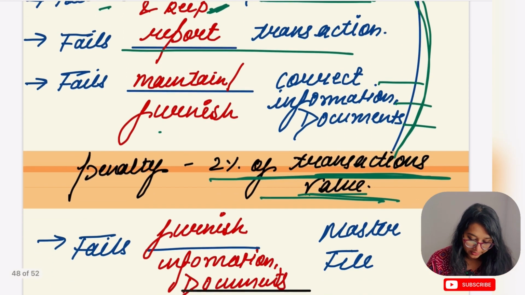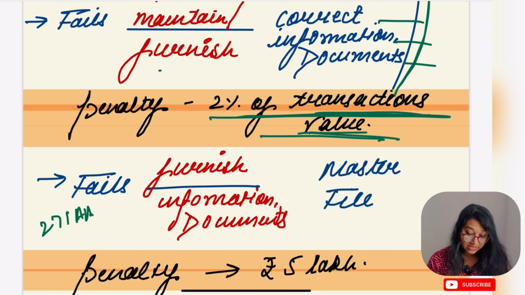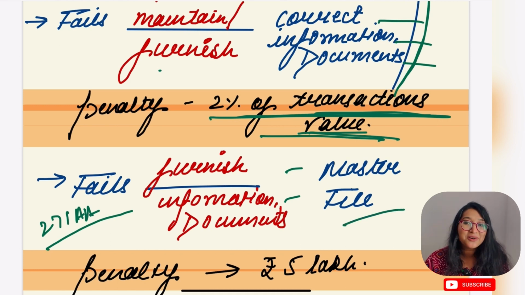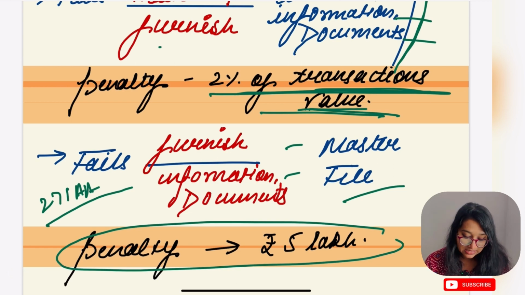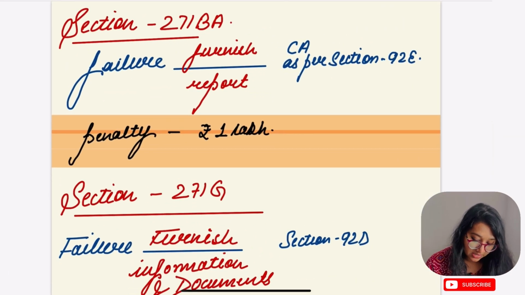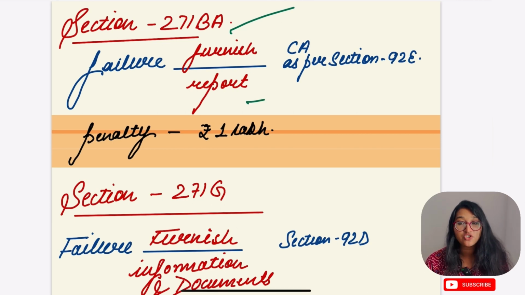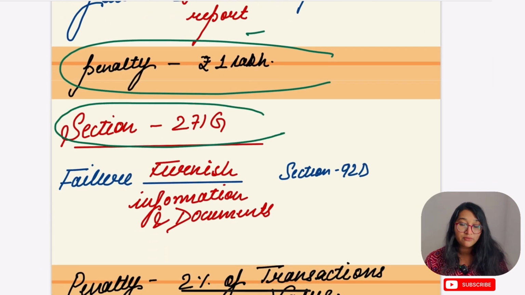And there is one more point of this same section 271AA, which says if the SSC fails to furnish information document of master file, right, of master file, in this case the penalty would be 5 lakh rupees. Is this part clear? Yes. Let's go for the next penalty under section 271BA. If the SSC fails to furnish report to CA as per section 92E, the penalty would be 1 lakh rupees. Okay, and as per section 271G, if the SSC fails again to furnish the information documents, okay.